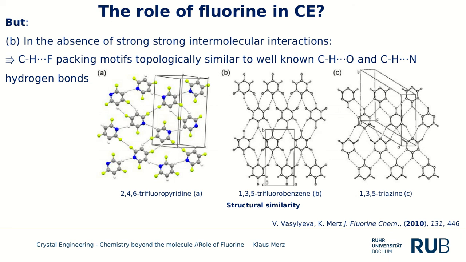So, in summary, the key message, the take-home message: fluorine atoms are not useful in halogen bonding, but they can have a secondary effect, they can increase acidity for use in hydrogen bonding, and if no strong intermolecular interactions are present, then you will see a similarity of the packing motifs. That's it.